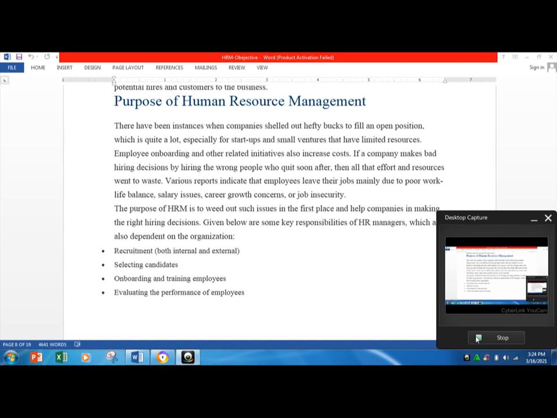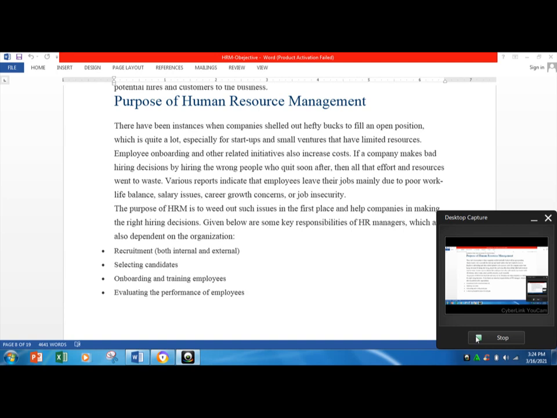Okay, good afternoon, class. This afternoon, I will be discussing the purpose of human resource management. Last time I discussed the objectives of human resource management. Now, the ideas between them can be used interchangeably.